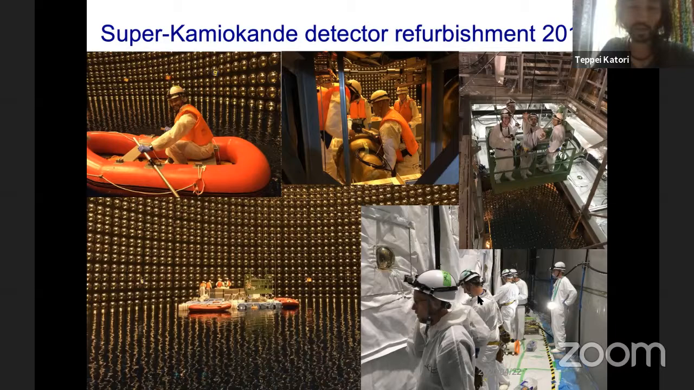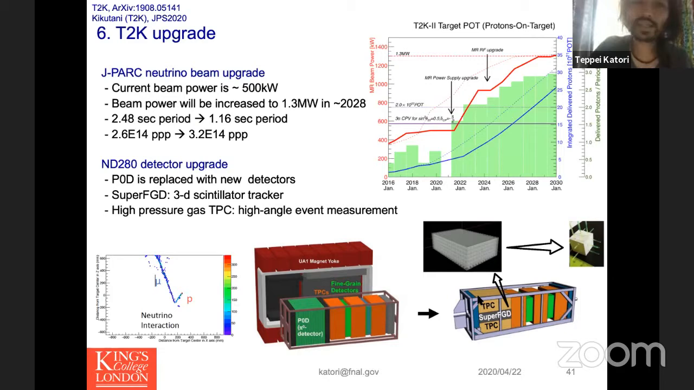In the meantime, a T2K upgrade is planned. There are two parts. The one is this J-PARC neutrino beam upgrade. The main part is the repetition rate. At the moment, each pulse comes every 2.48 seconds, but we want to make it twice faster. And the key is that we need a better power supply. So this test is ongoing, and we are hoping to reach 1.3 megawatt power in 2028.